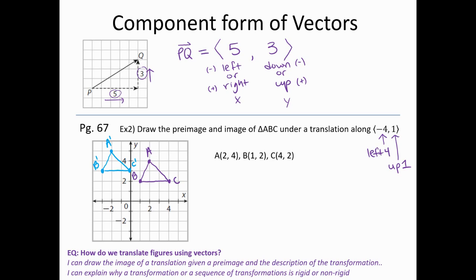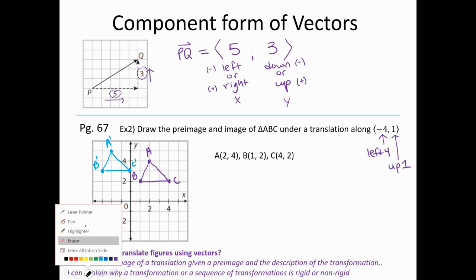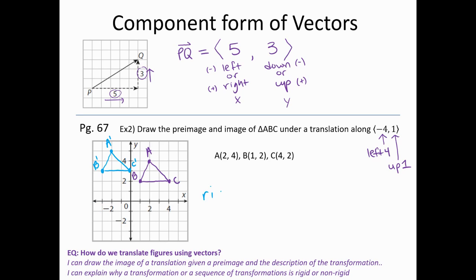And when I do that, I double check my triangles. It looks like they did not change size or shape. So this again would be a rigid motion. Let me try writing that one more time. Rigid motion. There we go.